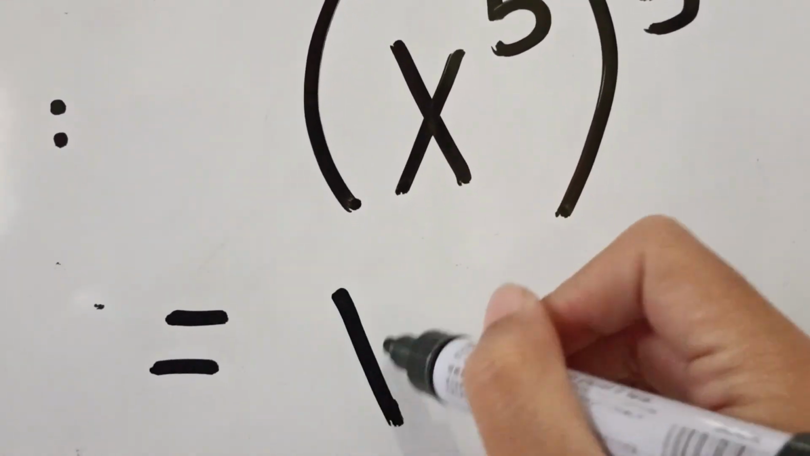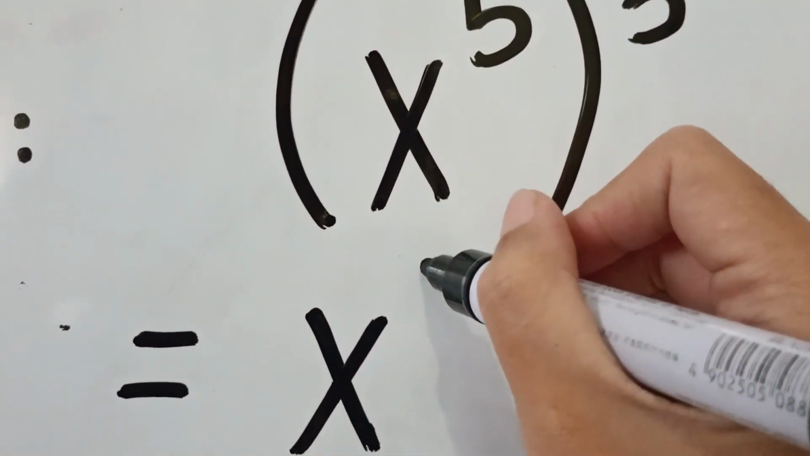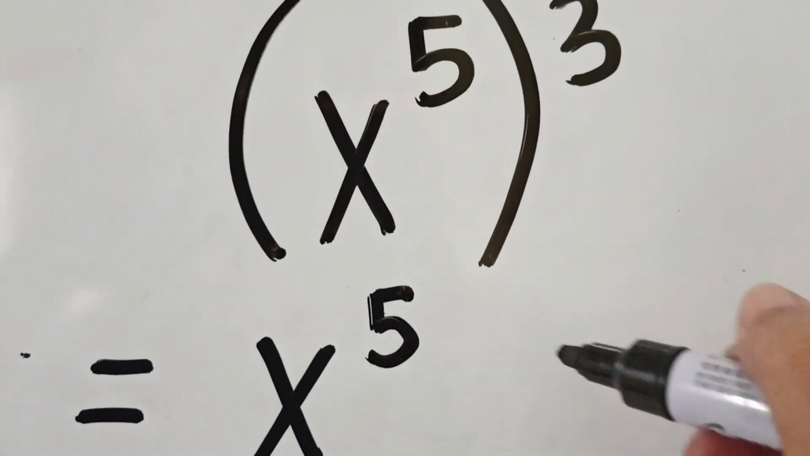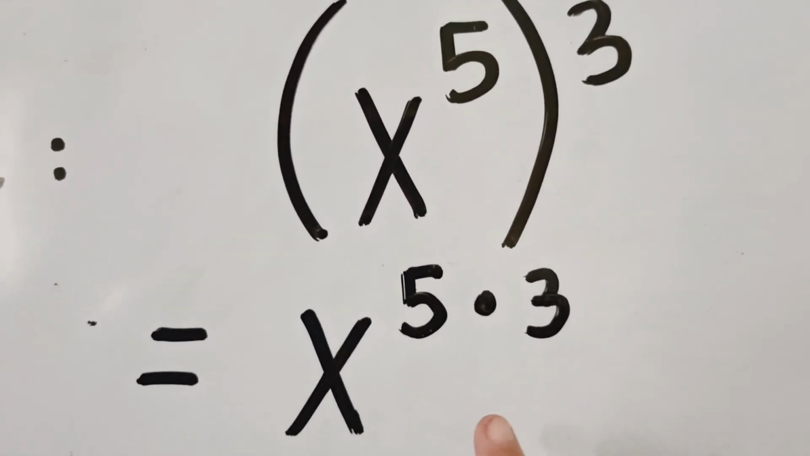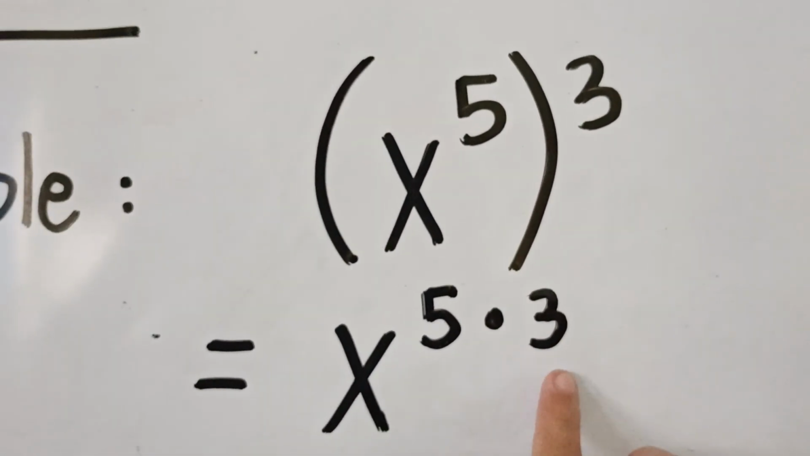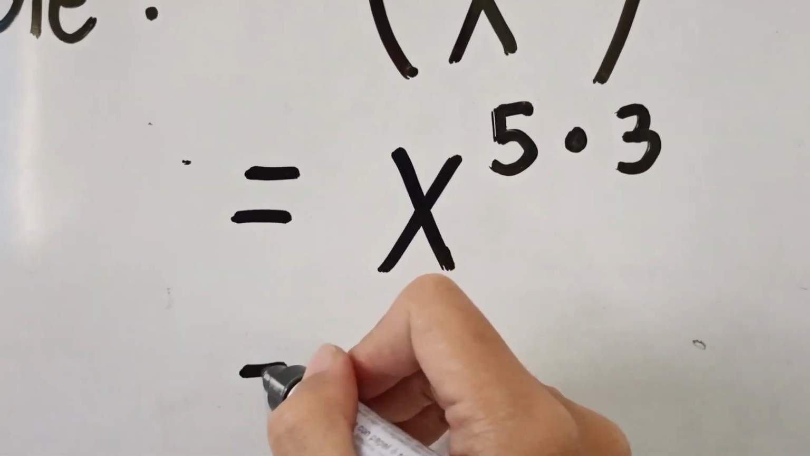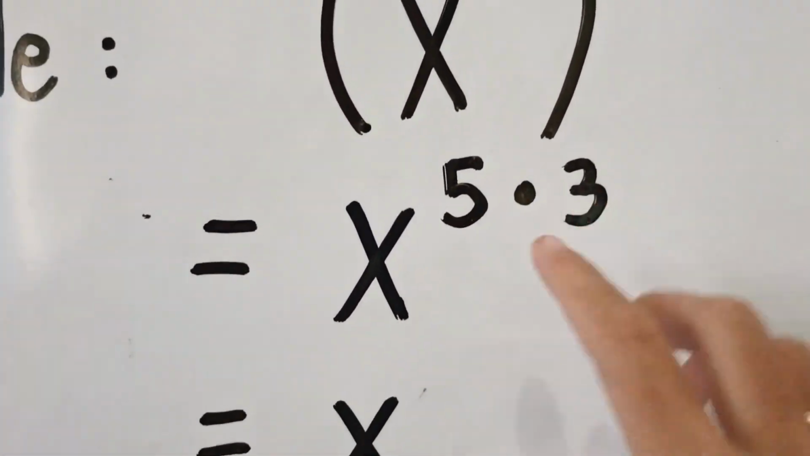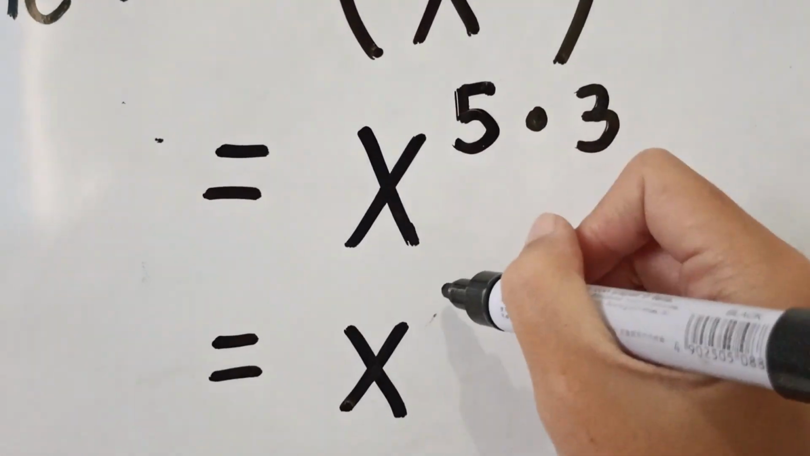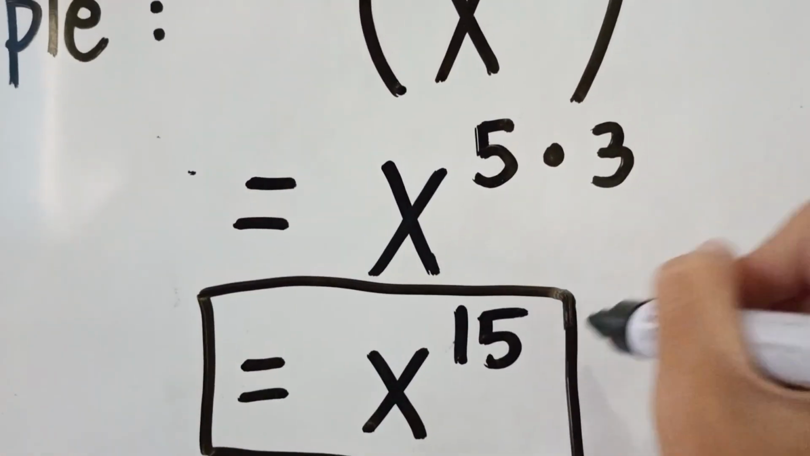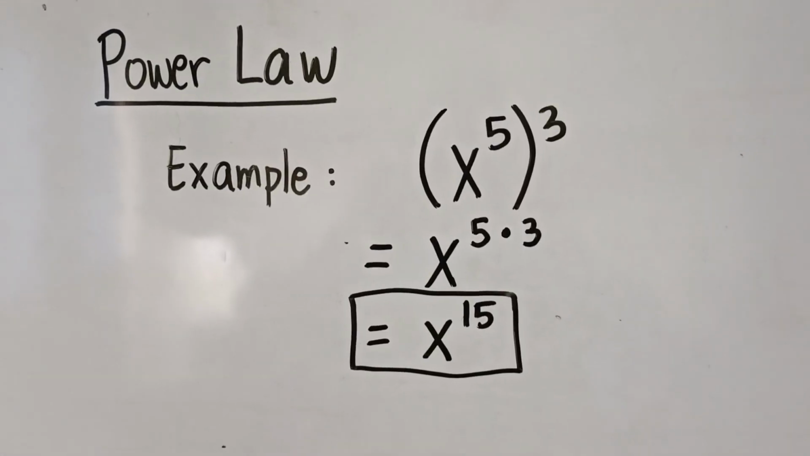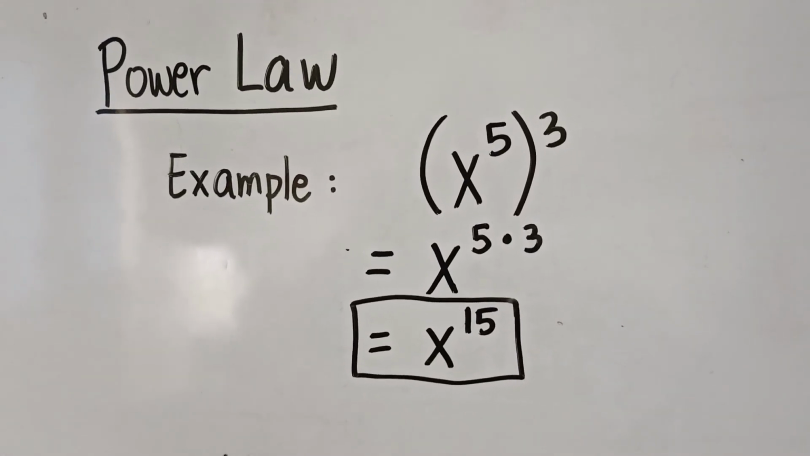So first we copy the variable, which is x, then write 5 multiplied by the external exponent, which is 3. Next we write the variable again, which is x, and 5 times 3 will give us 15. So the final answer is x raised to the power of 15. That's how we do power law.